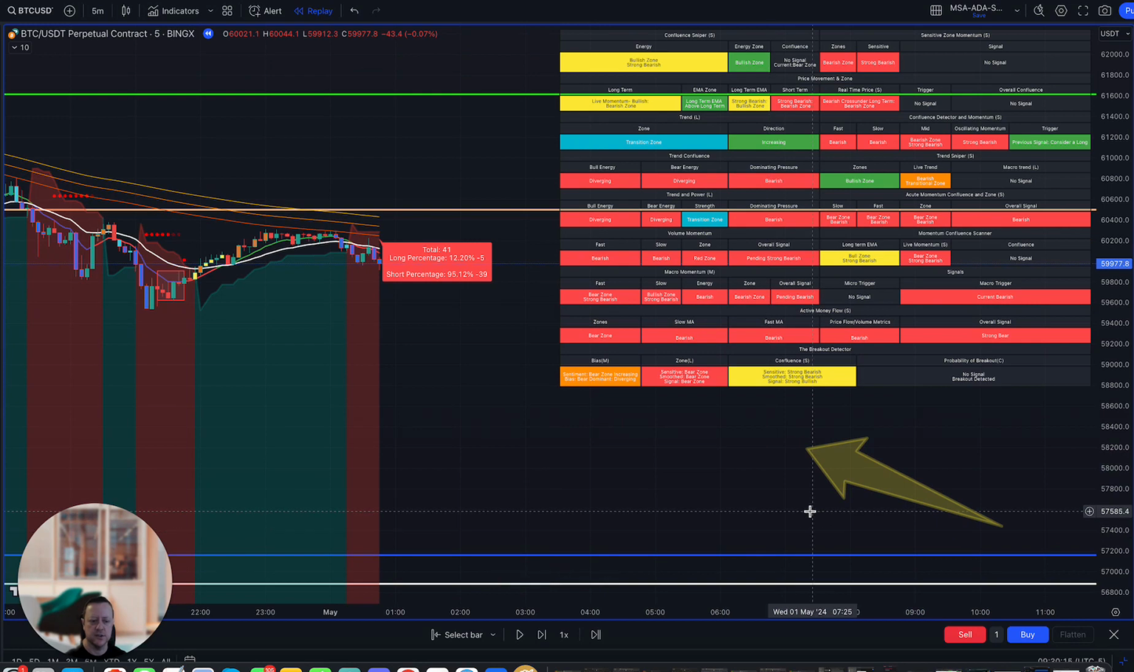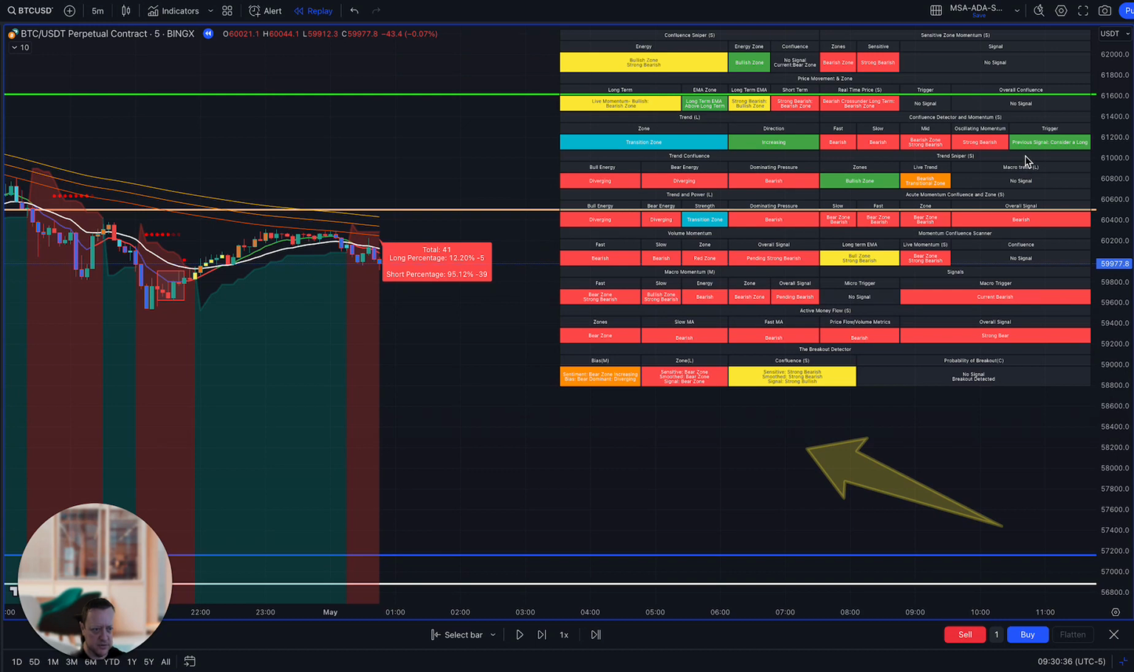So as it is, you can see we are at 95% short Confluence and only 12% long Confluence. Now the 5 minute can be finicky. In full transparency, it can be a bit finicky. So a person with this data would probably look at a few things, right? I just want to point out a few things.